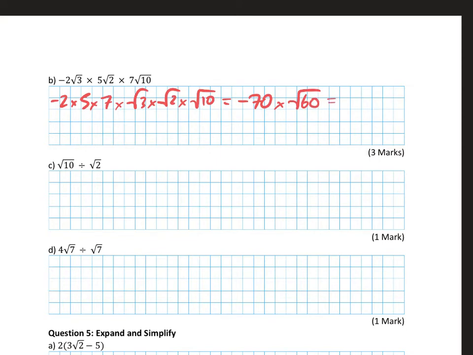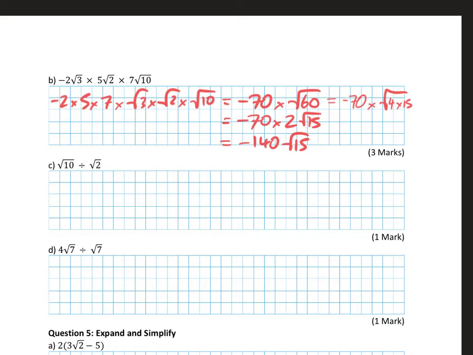Now root 60 is 4 times 15, so it's going to be root 4 times 15. That's going to cancel down to root of 4 is 2, root 15. And negative 70 times 2 is going to be negative 140 root 15.